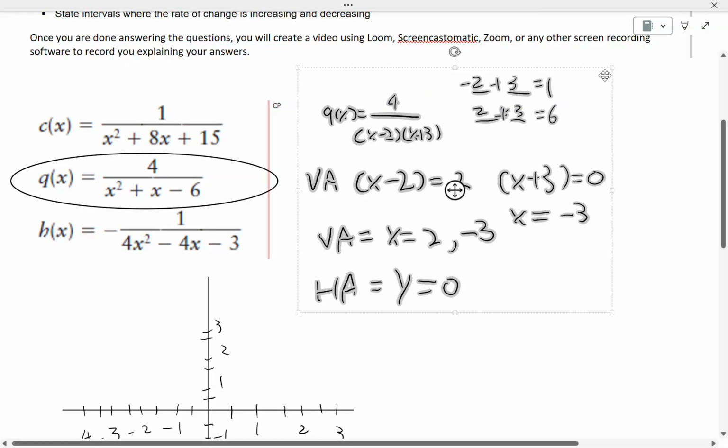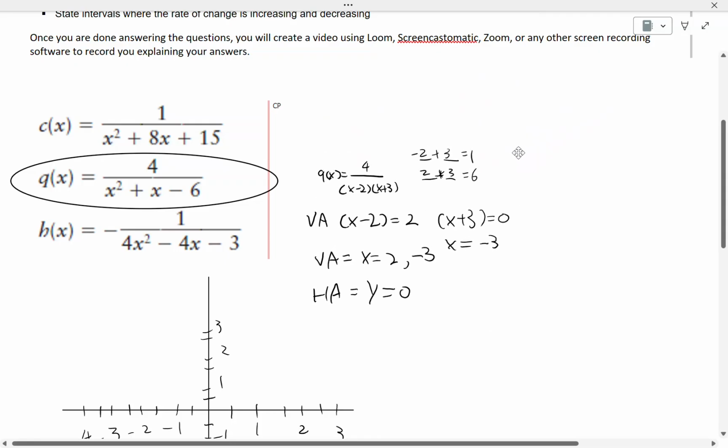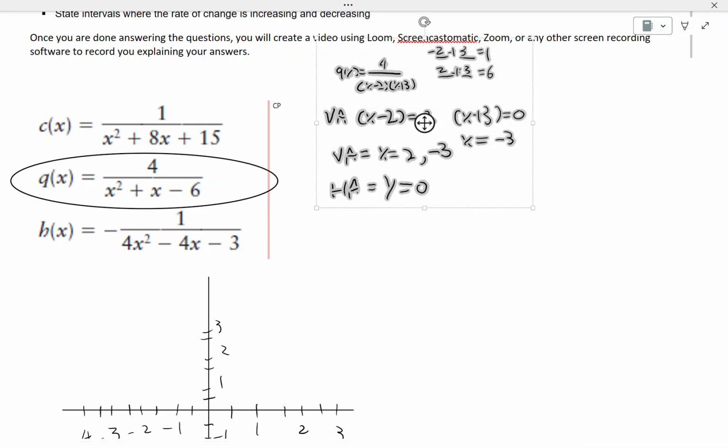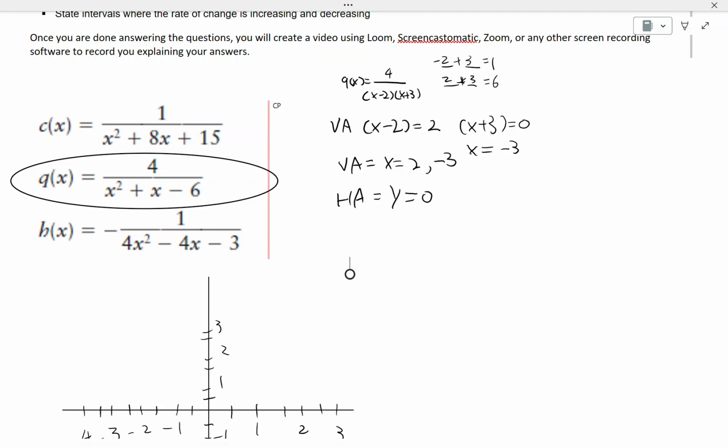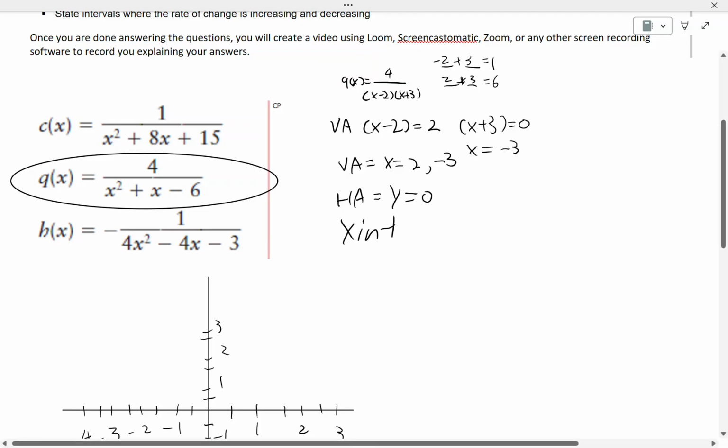All right, next we're going to be finding the two intercepts. So first, the x-intercept. So the x-intercept is none because the numerator is just 4 and it can't be 0. So the x-intercept would be none.